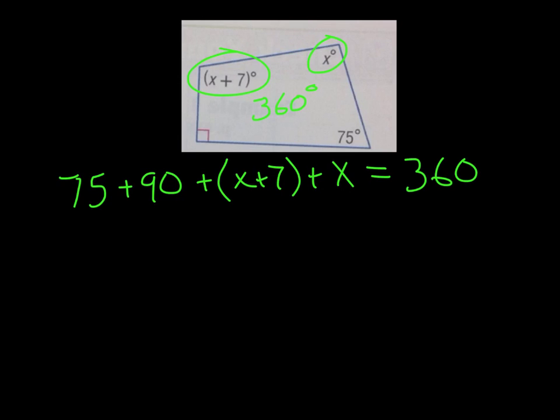And now I just use my algebra knowledge. I've got x and x. That gives me 2x because I'm combining my like terms. 75 plus 90 plus 7. Okay, that's going to give me 172 degrees, which equals 360.